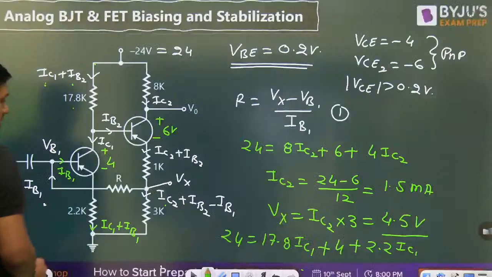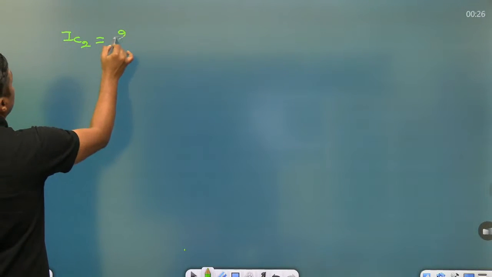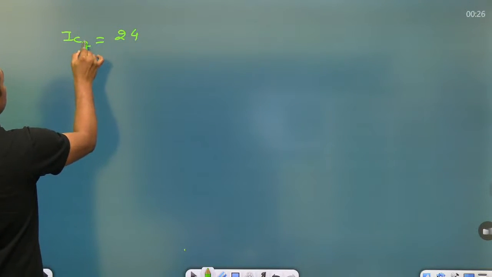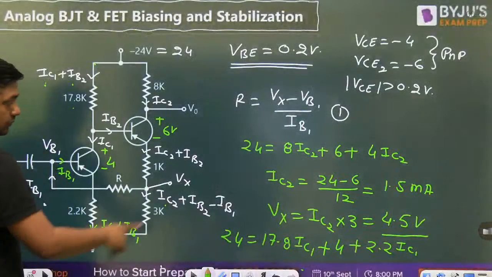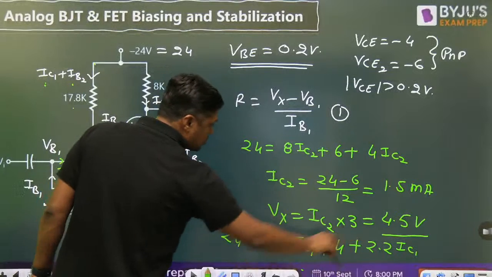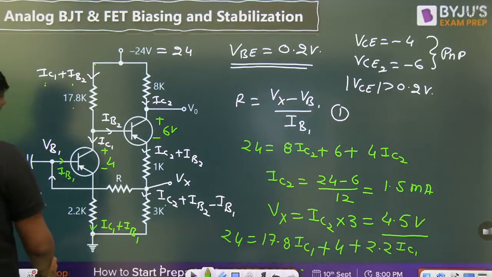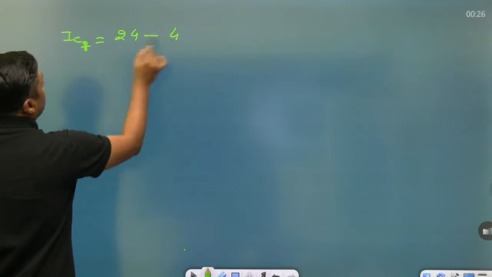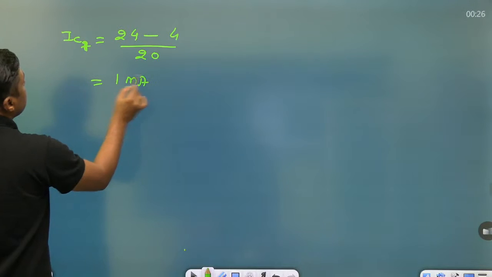When we are solving this, it will become 24 minus 4 divided by 17.8 plus 2.2. This is nothing but 20. 1 milliampere. This is the IC1.